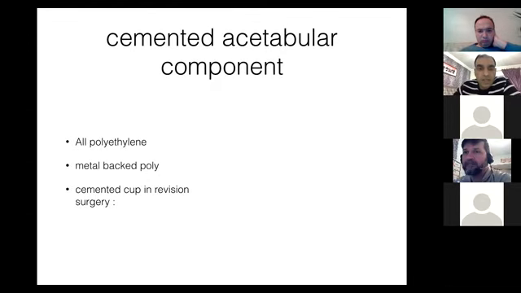Cemented acetabular component. They can show you X-rays, or they can show you a cemented acetabular component. You need to know how it works, the different parts of a cemented acetabular component. It's made of all polyethylene. There are others like metal-backed polyethylene as well, but again, they had a high risk of failure. And you can essentially cement a cup in revision surgery, but again, just keep things simple with all polyethylene components.